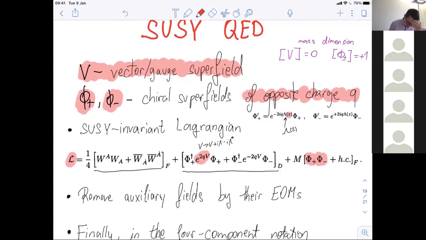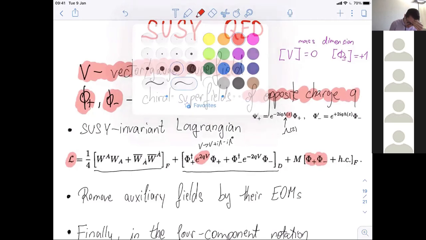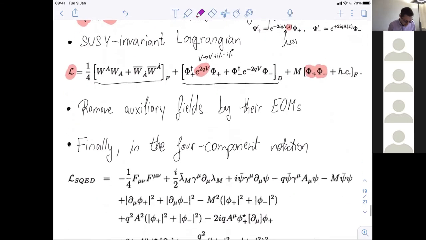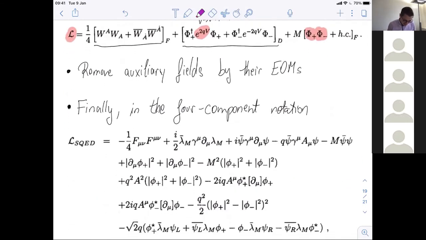The mass dimension of this vector superfield is actually zero. This is why it can be exponentiated. You can look into the details, but the canonical dimension of the vector superfield is zero. So you can ask, are there any non-renormalizable interactions? When I go component-wise, will I generate dimension 5, dimension 6 terms? You can convince yourself that the answer is no. Okay, thank you.